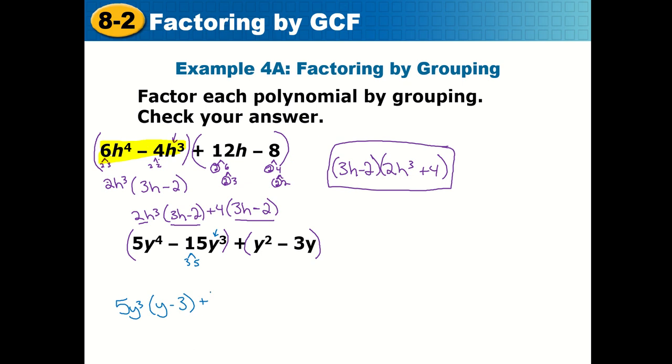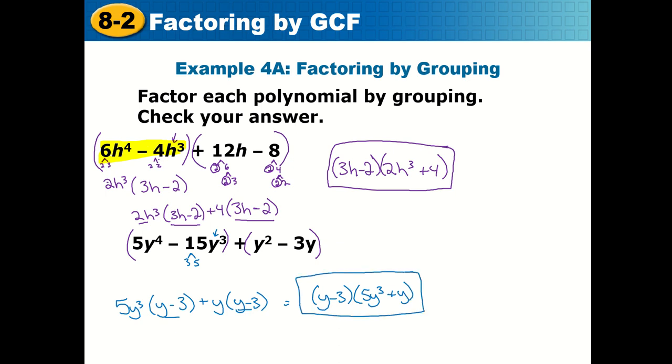Plus, I'm going to leave my plus over here. And then all I have here is y times y and 3y. So hopefully you can recognize, yep, my greatest common factor of that is just y. And then I'm left with y minus 3. Look here, I got the same one, woohoo! Okay, so we have y minus 3 and 5y cubed plus y. And that right there, ladies and gentlemen, is your answer. Ta-da! We did it. Okay, hopefully not as complicated as what it looks like.